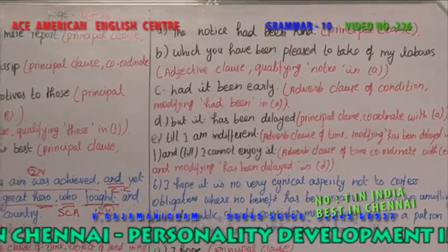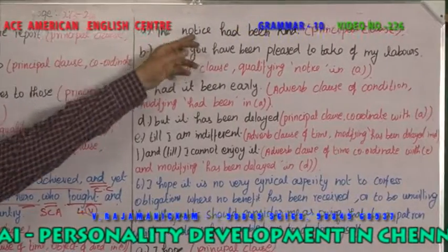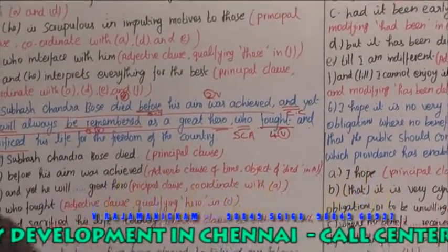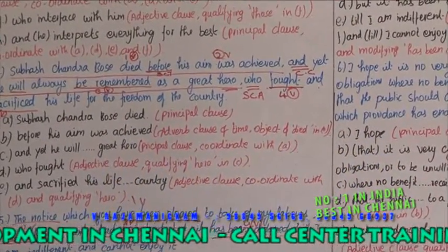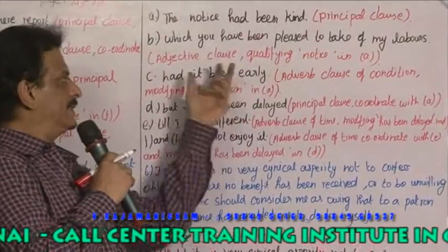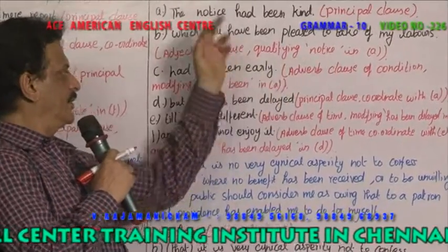So how do you form the sentence? See, the notice had been kind. It is the main clause. Which you have been pleased. So the which stands for what? The notice. So it is an adjective clause. Which you have been pleased to take of my labors is an adjective clause qualifying notice.